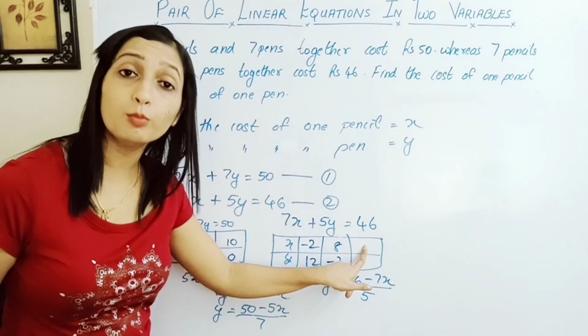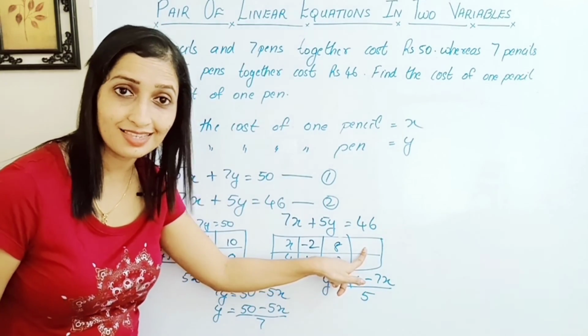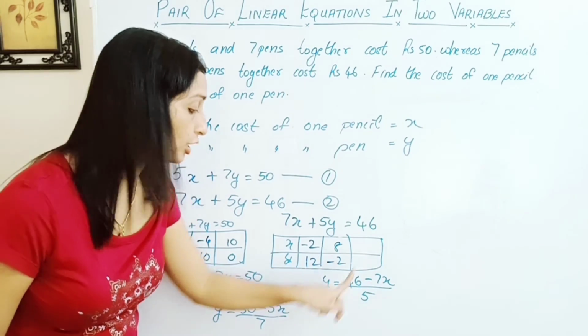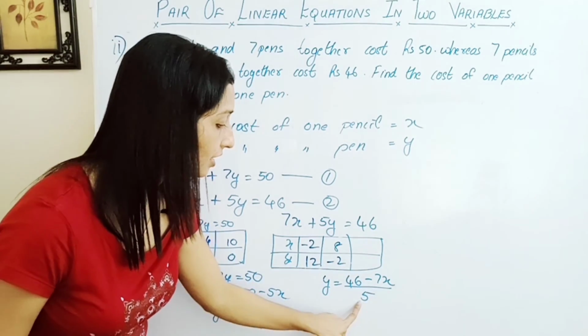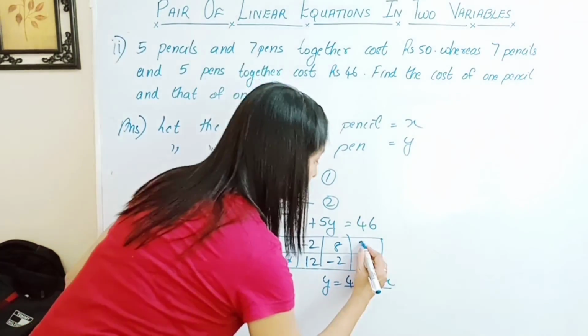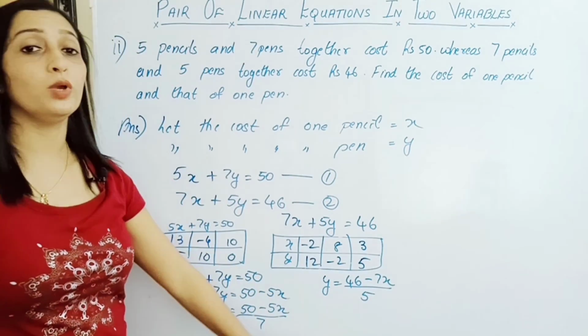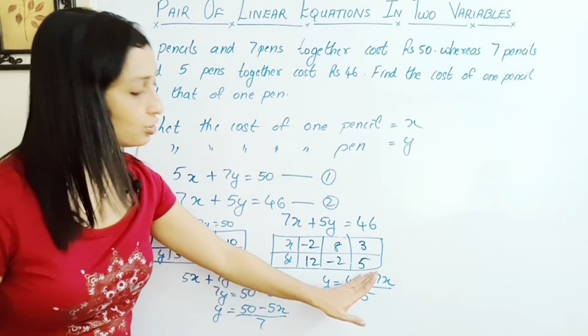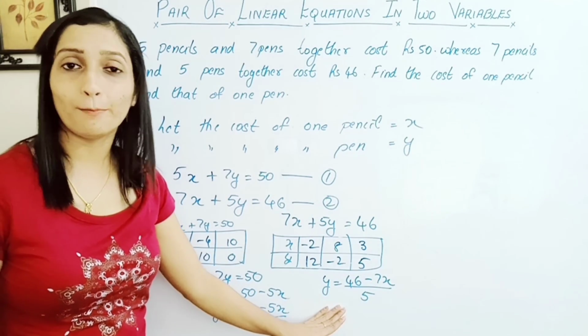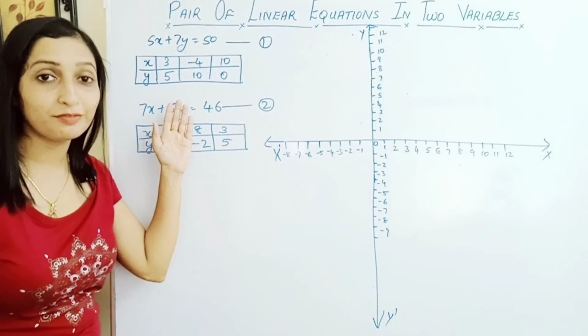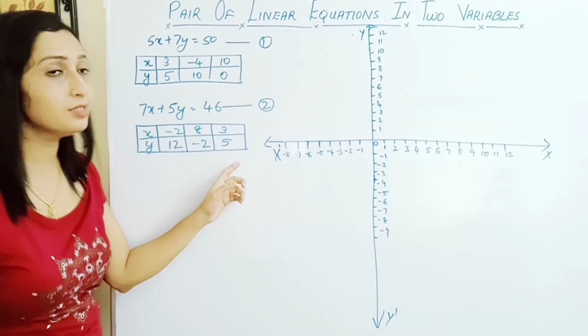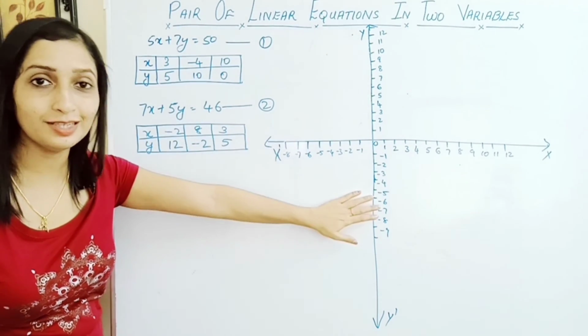Now tell me one more value of x. I can take x as 3 so that I get the value of y as 5. So when x is equal to 3, I get y as 5. Now we have derived both the solution sets. Now our next step is to plot the graph. So now I have written the tables for both the equations. Now let's plot these points.